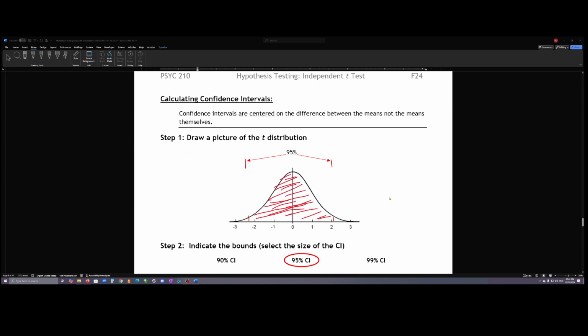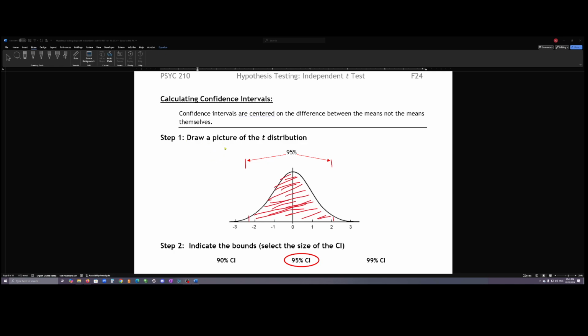Now, again, we have those additional statistics that we should be reporting. First one being the confidence interval, which in the case of the independent samples t-test, what is at the center of our confidence interval is actually going to be the difference between the two group means. Okay, so it's not going to be one or the other mean of groups. It's the difference between the two.